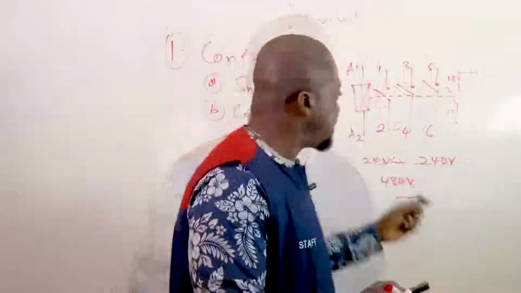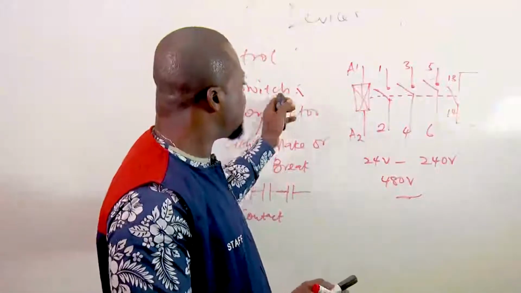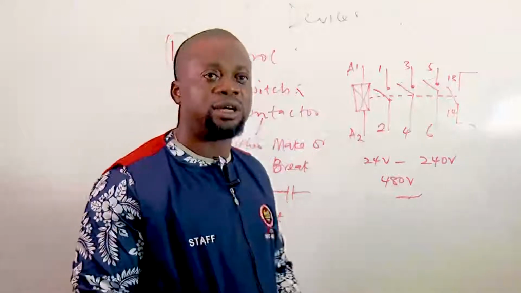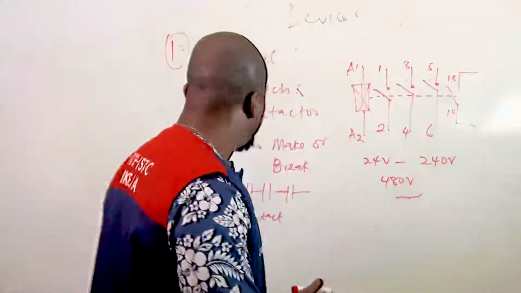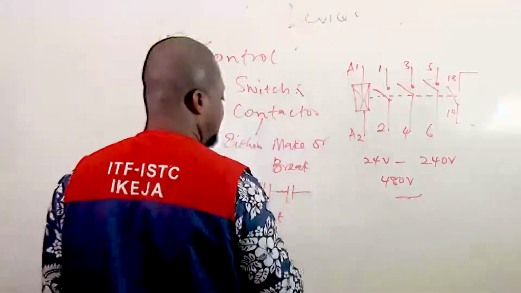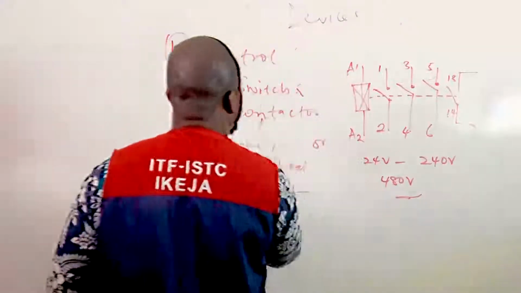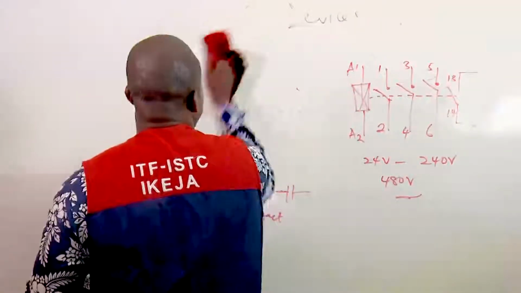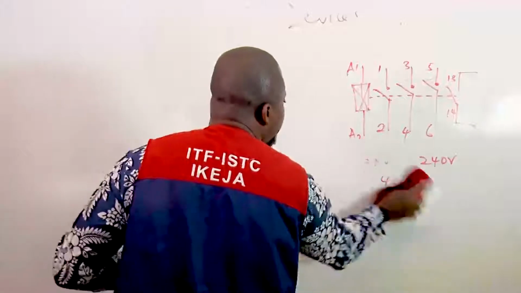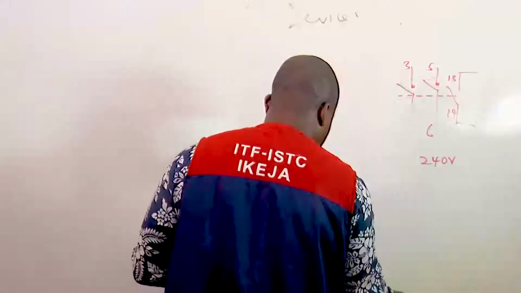So basically, we looked at what? Switch, contactor, and the relays. Of course, the third is relays. Relays are control devices. We look at the relay as a control device.